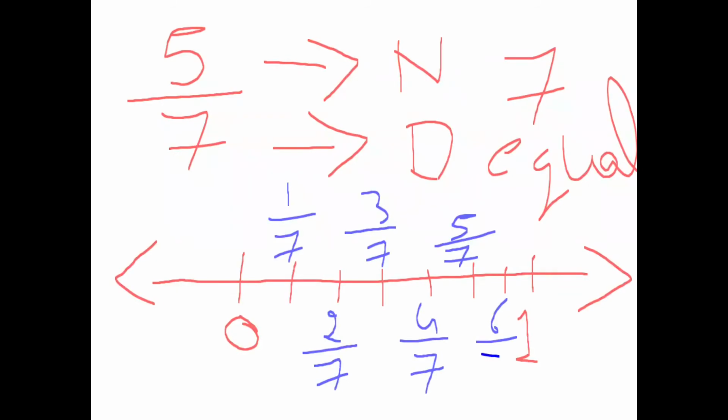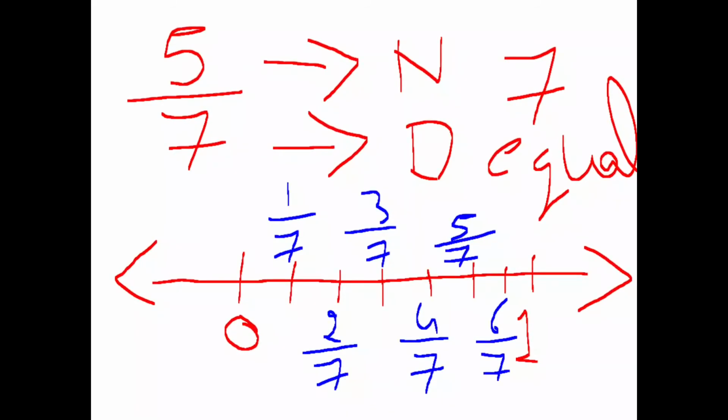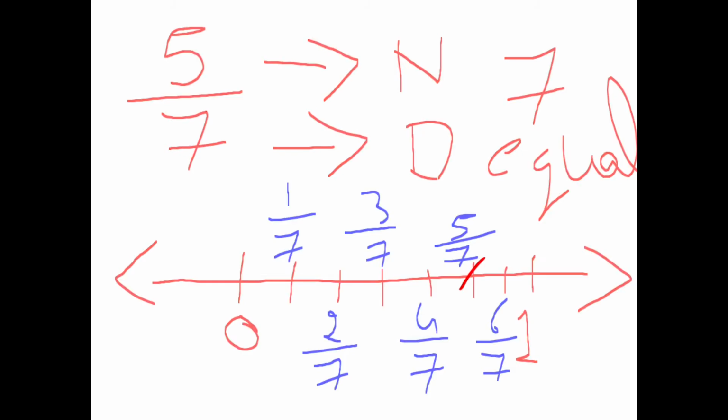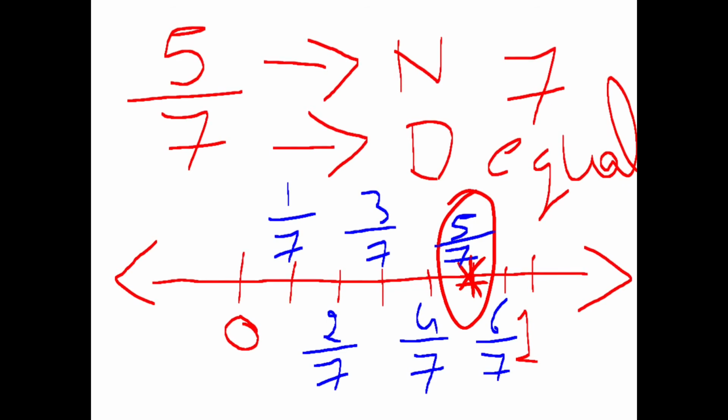6 by 7. Okay, like that. Starting from 1 by 7 to 6 by 7, we wrote all the numbers for all the lines. Okay, now wherever you are getting this 5 by 7, you have to mark that point like this. See here, like this you have to mark and just round up. That is your 5 by 7 on the number line.